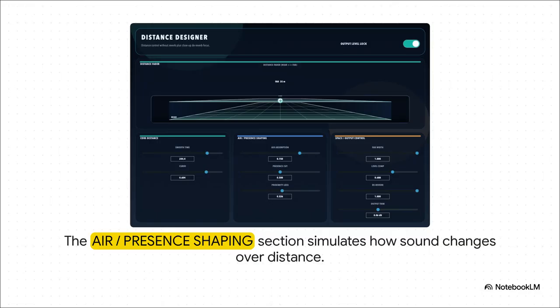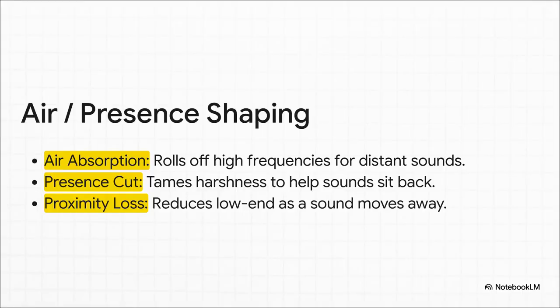Okay, next up is air and presence shaping, and this is where the real-world physics comes into play. This whole section is about simulating how the atmosphere, the air itself, actually changes a sound as it travels from point A to point B. And this is all about making it sound real. Air absorption perfectly mimics how high frequencies get lost over distance, which makes things sound warmer and further away. Presence cut is great for taming any harshness that feels too in your face.